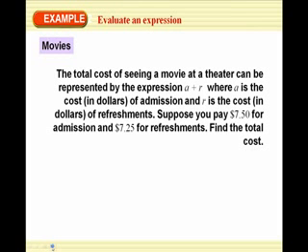Okay, example number 2. It's evaluate an expression, and this is at the top of page 3. So you can see in evaluating the expression, we have a situation about movies. The total cost of seeing a movie at a theater can be represented by the expression A plus R, where A is the cost in dollars of admission and R is the cost in dollars of refreshments. Suppose you pay $7.50 for admission and $7.25 for refreshments. Find the total cost. Well, you know what each of those letters stand for, and you just substitute it in. It would be $7.50 plus $7.25.